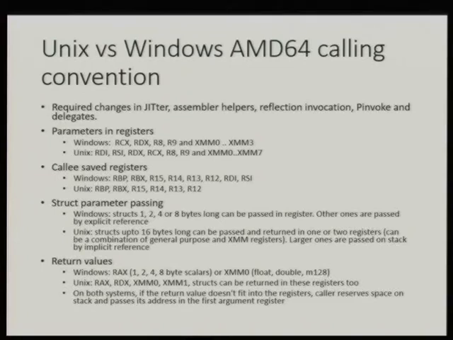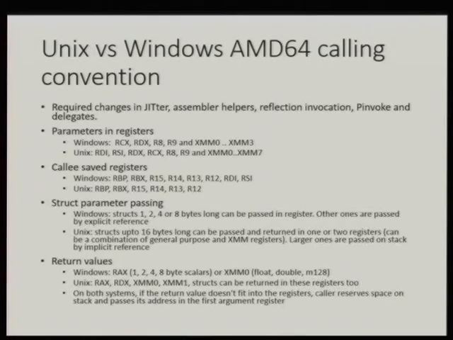structs up to 16 bytes long can be passed and returned in one or two registers, and it can be a combination of general purpose and XMM registers. And this basically caused the most changes that were needed in the runtime, because it changed a lot of places. It's difficult to explain in a short way, but you can imagine that if you had a way where you specify a register index to pass a parameter, now you have two, and they can be interleaved with the floating point registers. It's a complication.